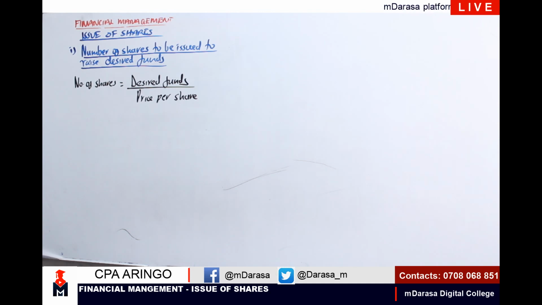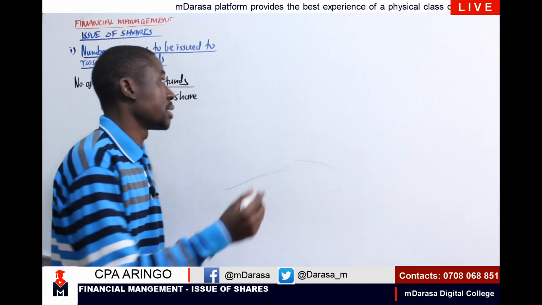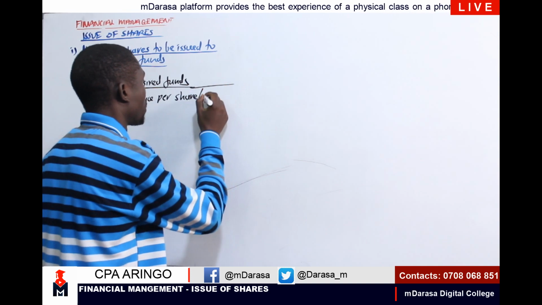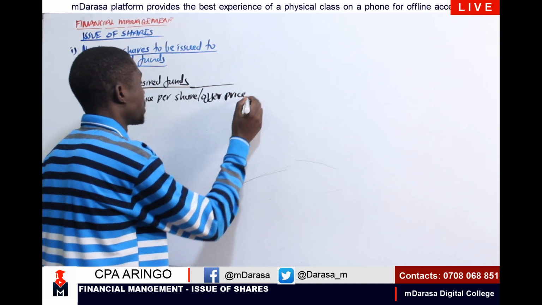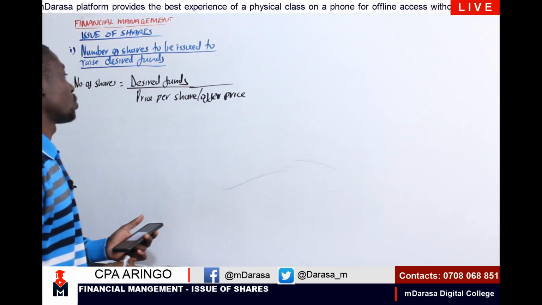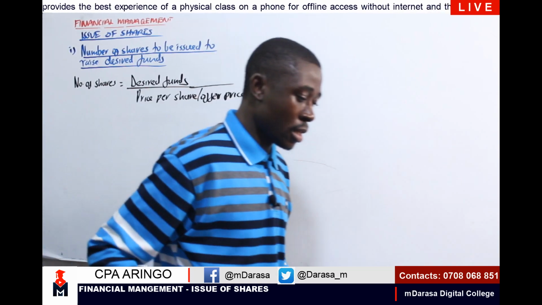Desired funds, whatever you're targeting, we divide by the price per share. And basically the price per share here, we are looking at the price at which the rights shares are sold. That is the subscription, or rather offer price. Offer price or subscription price, whichever language we decide to use.